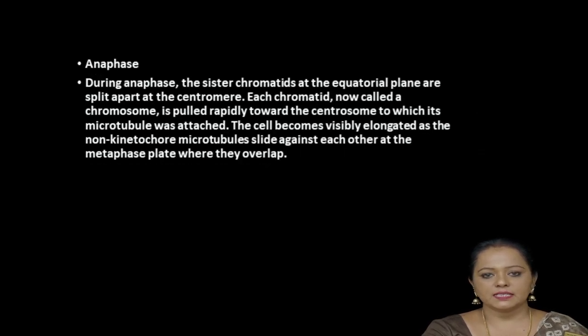The next phase is the anaphase. During the anaphase, the most important part is the pulling apart of the sister chromatids to either side. Each chromatid, now called a chromosome, is pulled rapidly toward the centrosome to which its microtubule was attached. The cell becomes visibly elongated, and non-kinetochore microtubules slide against each other at the metaphase plate where they overlap.